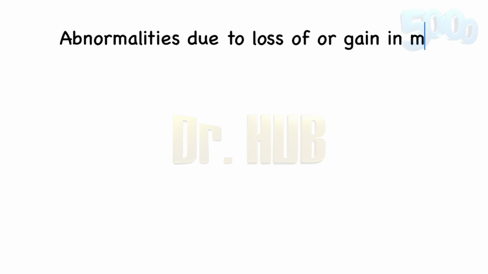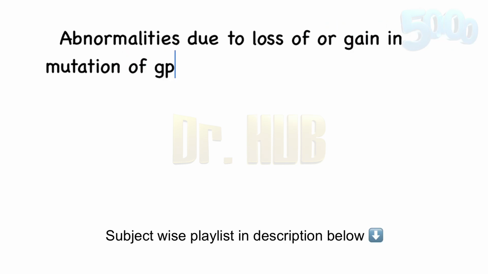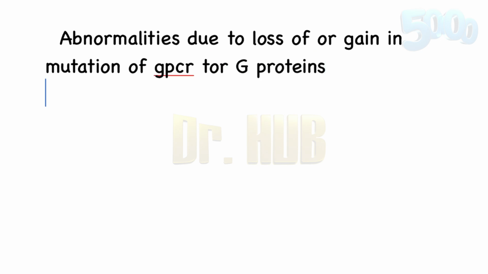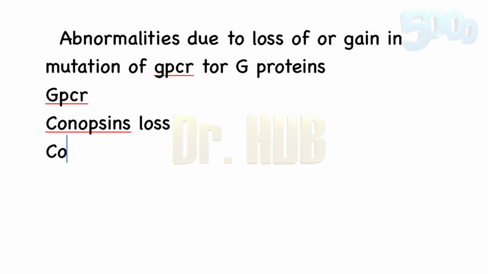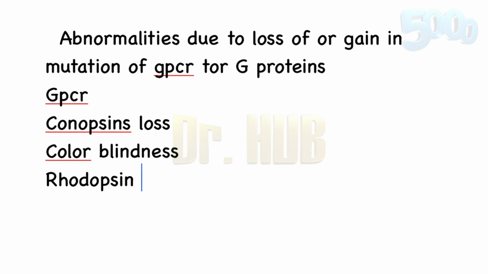Abnormalities due to the loss of or the gain in mutations of the GPCR or the G proteins. The first one is the receptor GPCR. We look at the cone opsins. The mutation is a loss, and the disease caused is color blindness. Then rhodopsin. The rhodopsin again is a loss, and there is congenital night blindness.